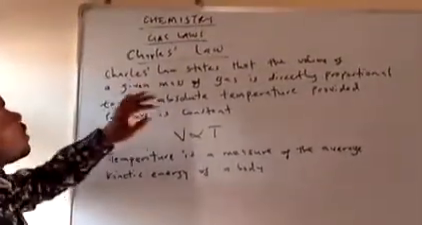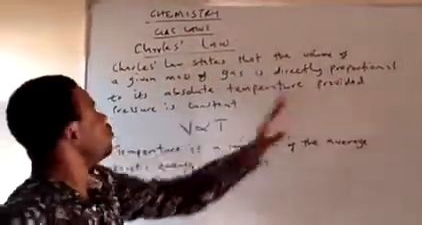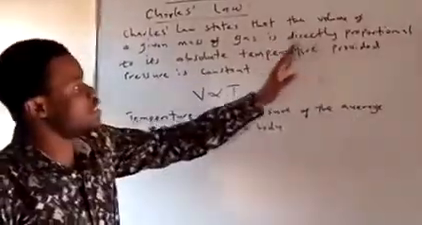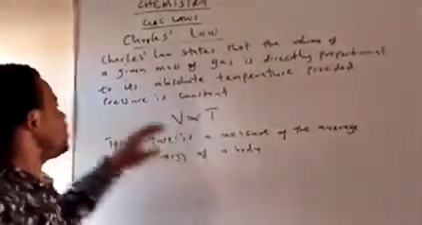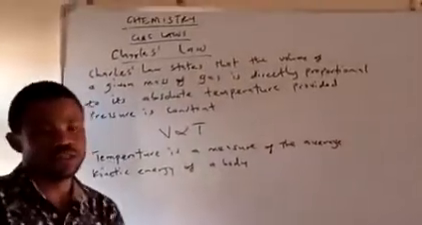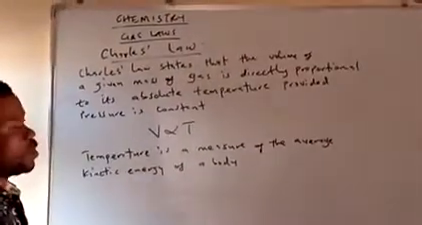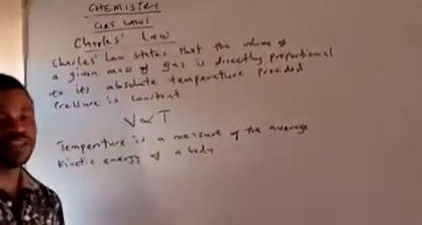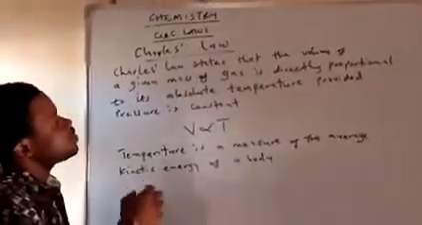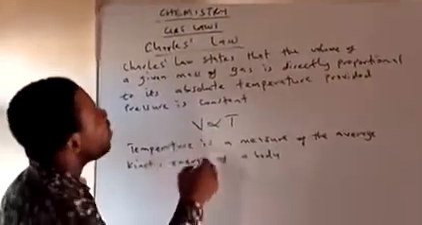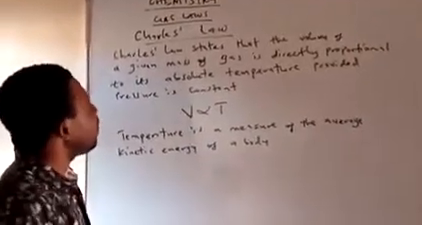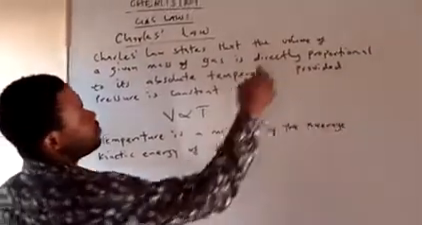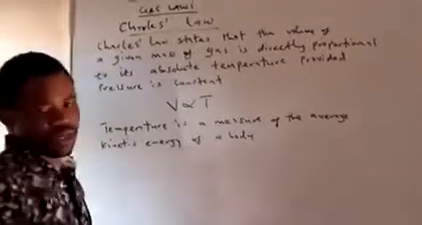This is Charles' law. Charles' law states that the volume of a given mass of gas is directly proportional to its absolute temperature, provided pressure is constant. If I was supposed to say this for Boyle's law, I just didn't remember. If I ask you what are the things that will determine the volume of a gas.